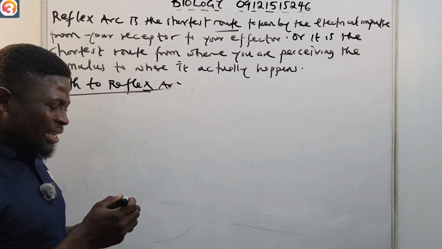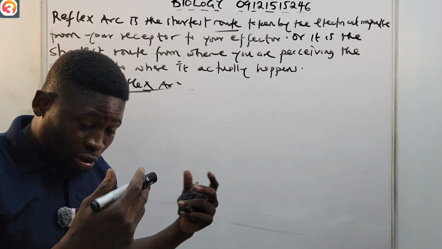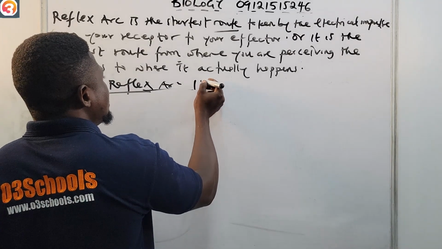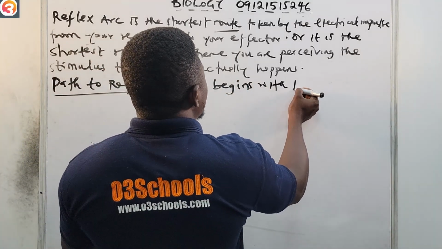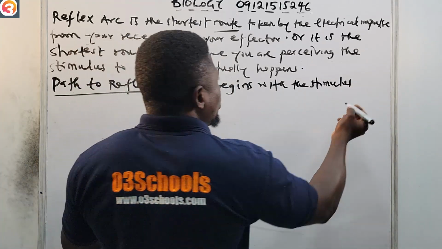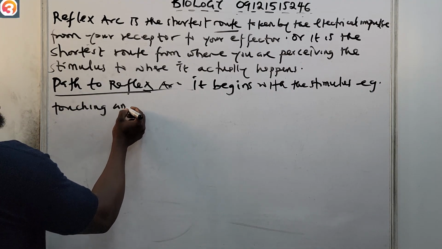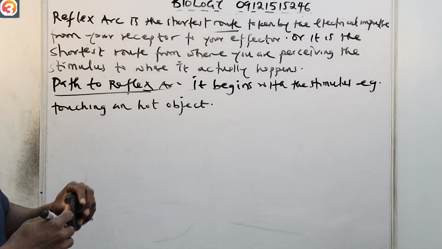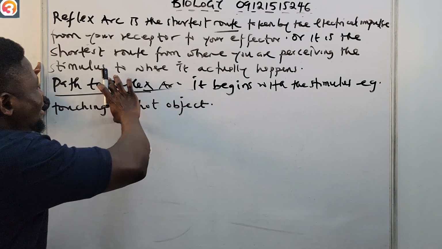So let us talk about the path to reflex arc. Reflex arc will definitely begin with your stimulus, just like touching a hot object. Number one, take note that the reflex arc begins with the stimulus. An example is touching a hot object. Once you have touched the hot object, what happens after that is what you are concerned about in the reflex arc.